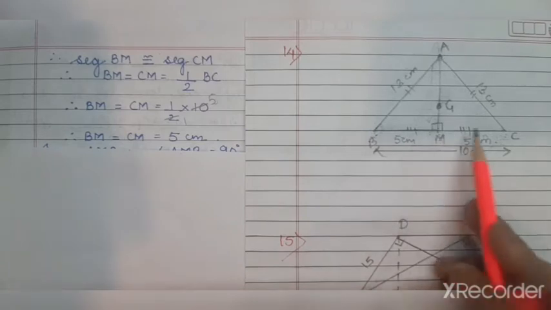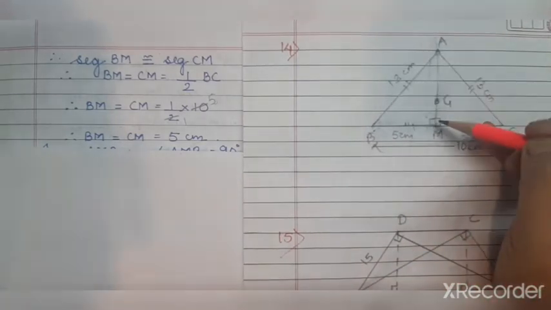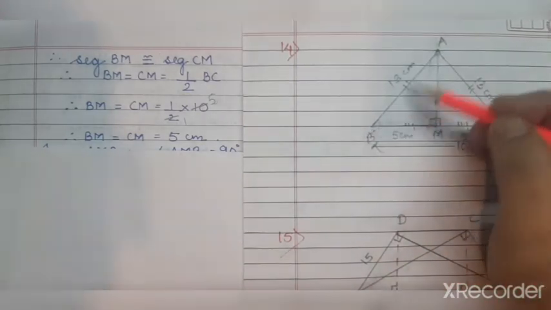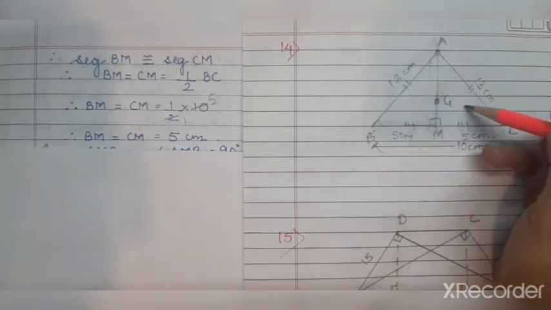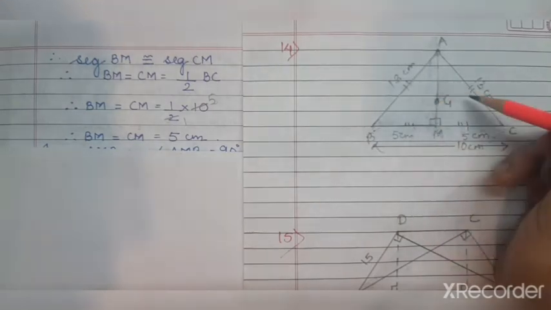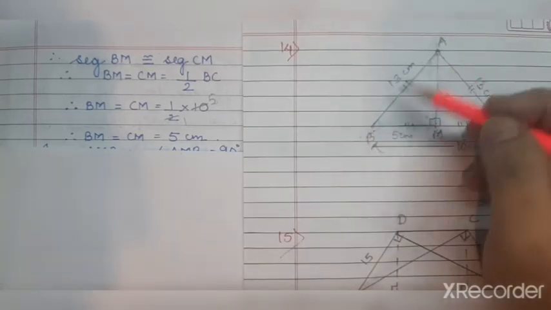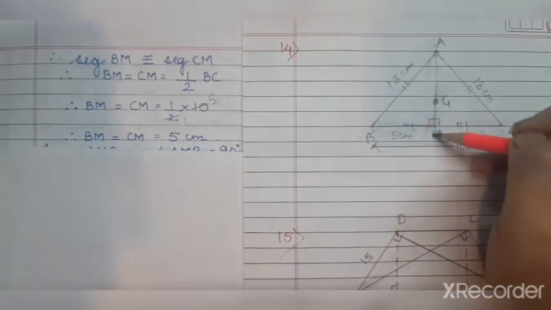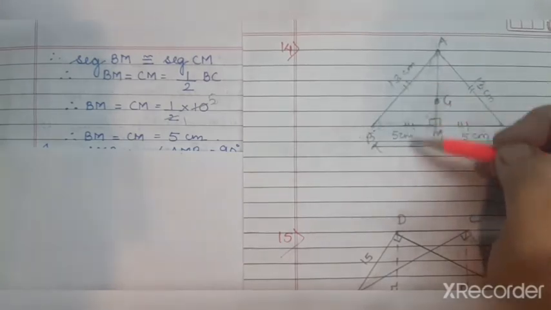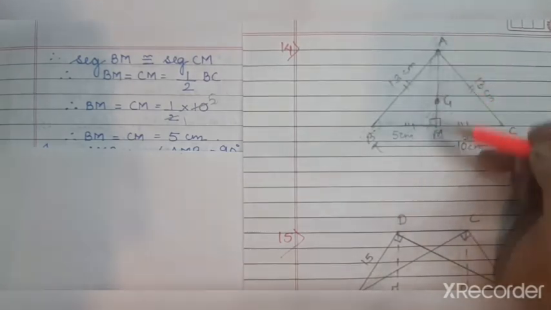Now once we get BM and CM, if we look at this particular triangle AMB, you can take any triangle. Both are right angle triangles. So we'll use Pythagoras in any one triangle. If we take triangle AMB, AB square is equal to AM square plus BM square. Out of that we know two sides, so we can find AM.